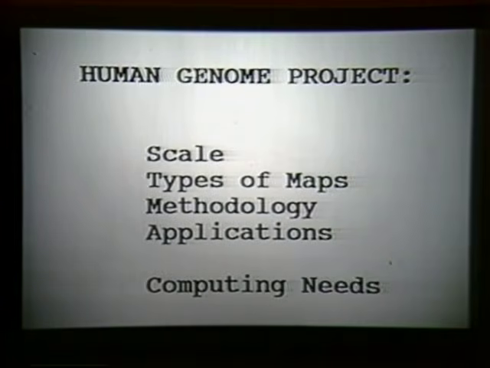I want to first just remind you about what the scale of the Human Genome Project is all about. I'll recapitulate a few of the comments that Eric Lander made. And then I'm going to talk about types of maps very briefly, the methodology that we use to make physical maps. Since Eric's talked about genetic maps and a bit about sequencing, I'll concentrate almost totally on this middle ground, which is physical maps. I'll indicate methods. Also, as I go through this, I'll try to give you a feeling for applications.